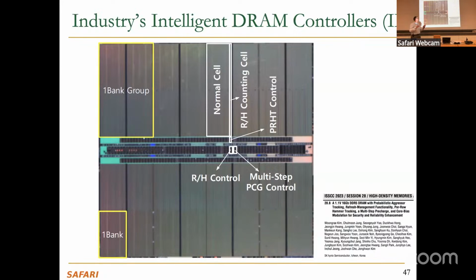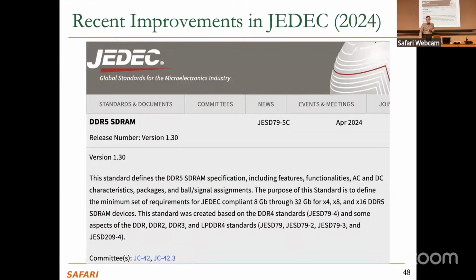But the key thing is there's an intelligent controller inside the DRAM chip that's doing this. Now, it's not completely independent. That's the downside, because the memory controller still needs to issue some commands. Memory controller on the processor chip needs to issue some commands to make this happen. Okay, so this was standardized by JEDEC in 2024, and it's going to be implemented in all DRAM chips going into the future.